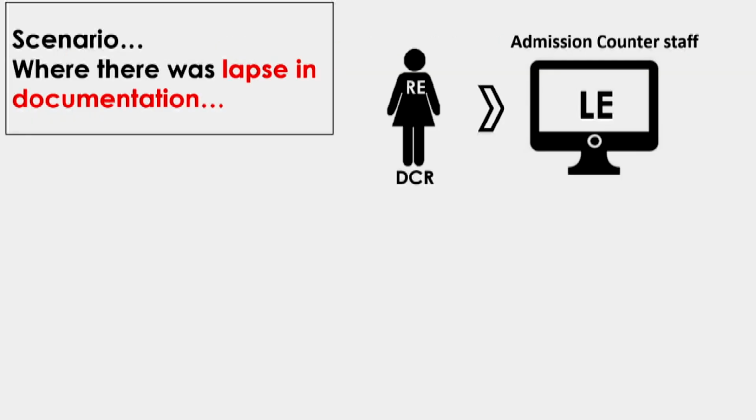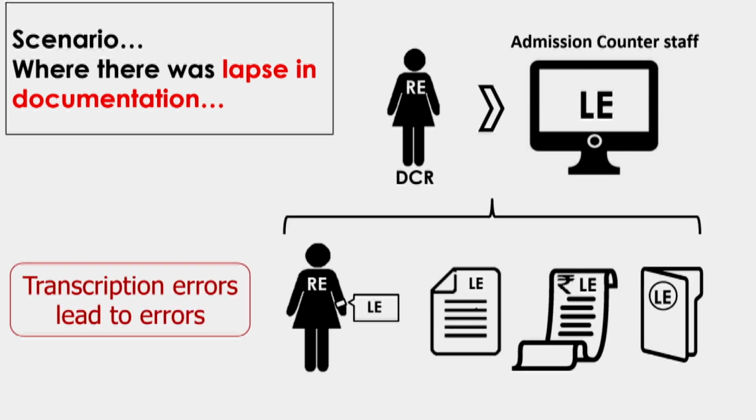But the people who get blamed are the people who are at the end of the care delivery. It may be a doctor or it may be a nurse. So here, this is a scenario where there was a lapse in documentation, where a patient was advised right eye DCR. The admission counter staff, whoever is a receptionist, generated a record for the left eye, not the right eye. She just entered left eye, not the right eye, which means you generate everything for the left eye.